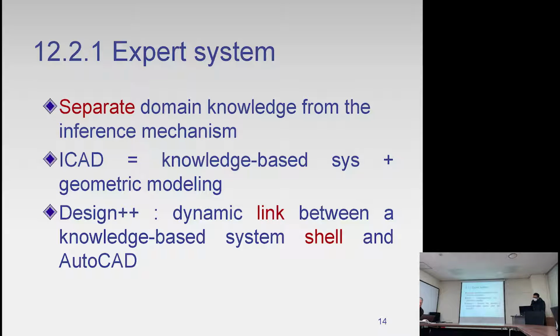And one of the original deficiencies of these systems was the handling of geometric information. That is where these two systems came in. One of them is ICAT, which is a knowledge-based system which combines knowledge base and geometric modeling. And the second is Design++, which forms a dynamic link between a knowledge-based system and AutoCAD.